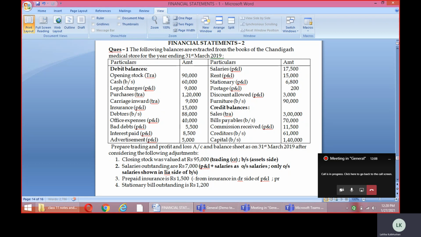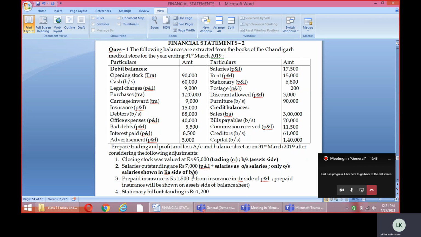And prepaid insurance will be shown where? Prepaid insurance will be shown on the asset side of the balance sheet. Only the value of the prepaid insurance will be shown on the asset side. The insurance in the question is 15,000, and prepaid insurance of 1,500 will be deducted out of it, and only this 1,500 value of the prepaid insurance will be shown on the asset side of the balance sheet.